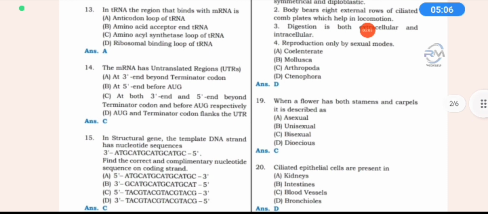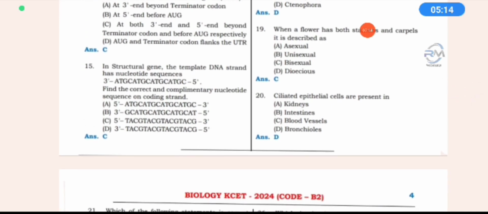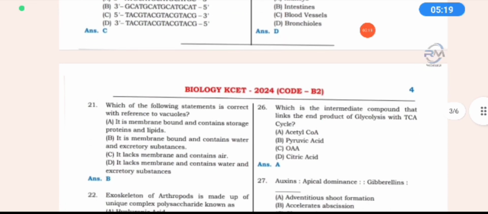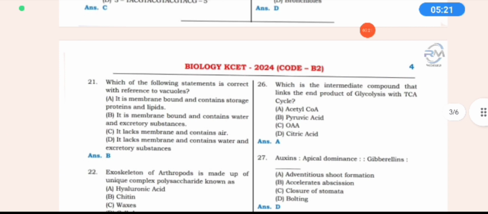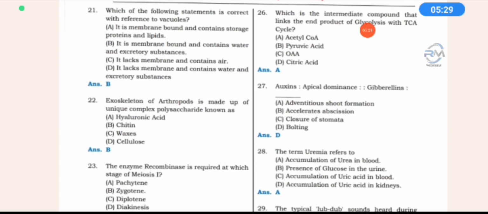When a flower has both stamens and carpels, it is described as bisexual. Ciliated epithelial cells are present in bronchioles. Next question 21. Which of the following statements is correct with reference to vacuoles? Option B is correct. The exoskeleton of arthropods is made up of chitin, similar to fungi.